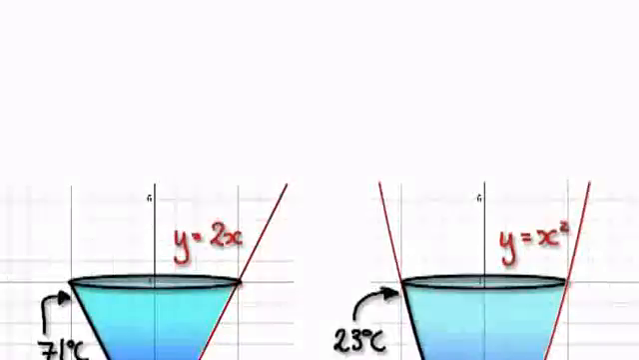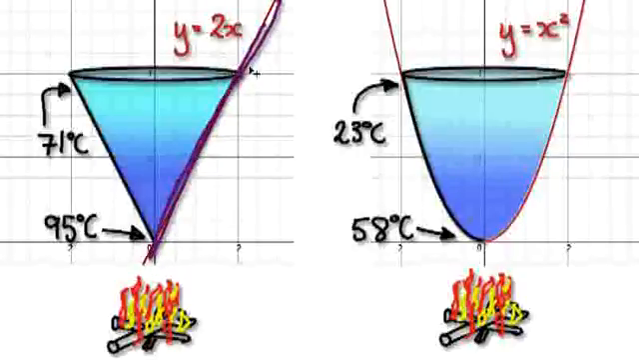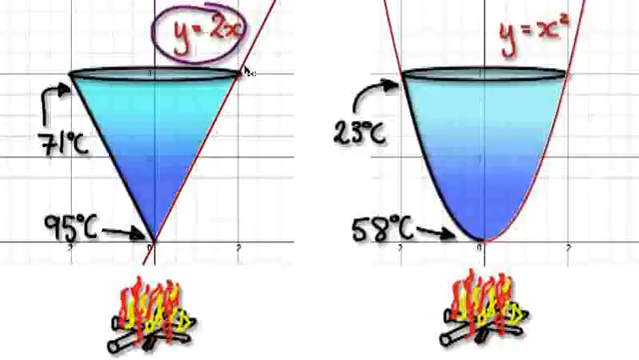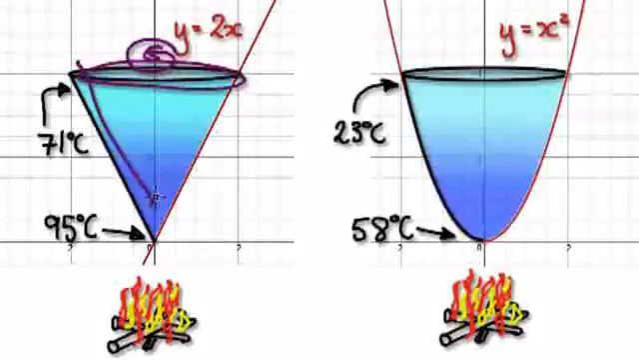Okay, let's give you guys some more practice. So here I'm trying to heat up some water in this conic container here. The equation for this line here is y equals 2x. Rotate it 360 along the y-axis, it will trace out a cone.